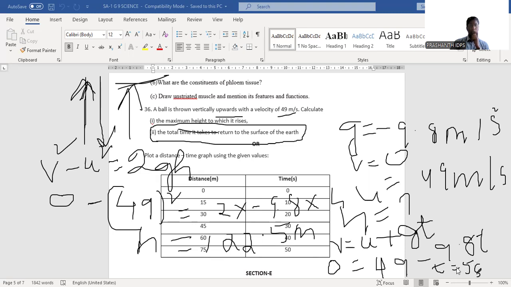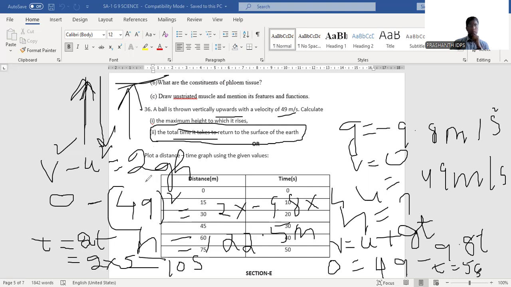Okay, 5 seconds. But here he's asking to find the total time. Therefore, t is equals to total time for going t and coming t. So t plus t, how much? 2t. So 2 into what is t here? 5. Then the final answer will be 10 seconds. Okay, I hope you understood it.